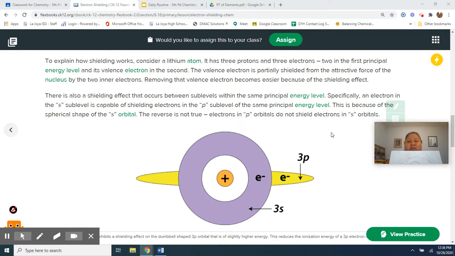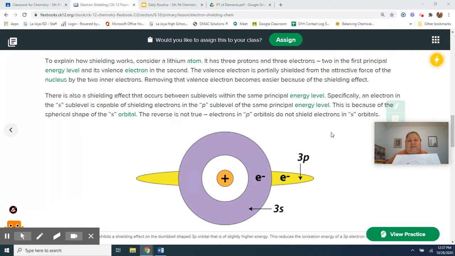The valence electron is partially shielded from the attractive force of the nucleus by those 2 inner electrons. So here you have your nucleus. It's going to get blocked or shielded from these electrons. These electrons are going to do some blocking, right? They're going to block the power of that nucleus so that it's easier to get rid of this 1 electron. Inner electrons shield or cover up or block so that electrons can easily be removed.